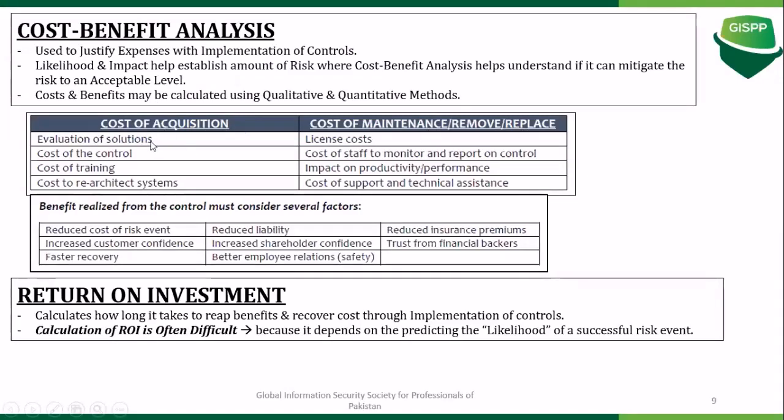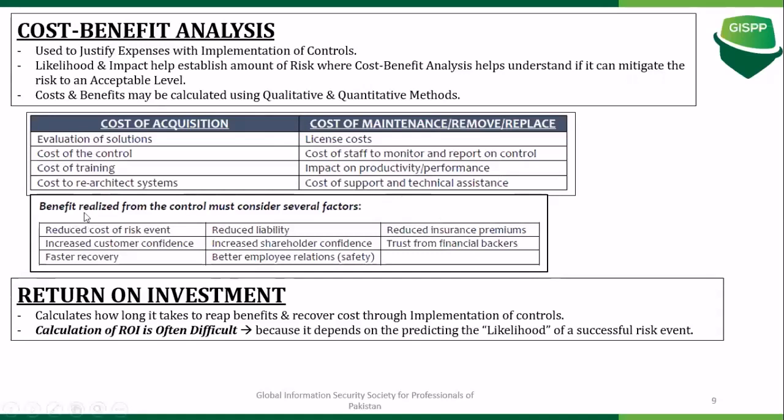So the cost of acquisition could be the evaluation of the solutions, and the cost of the solution itself, the cost of the control, if there is any cost of training associated, what will be the cost to re-architect the systems, and you have the maintenance cost in terms of licensing cost. Maintenance cost is usually much more than the initial cost. And what will be the cost for having the staff to monitor and report on those controls, and the cost of technical assistance that you may need later on.